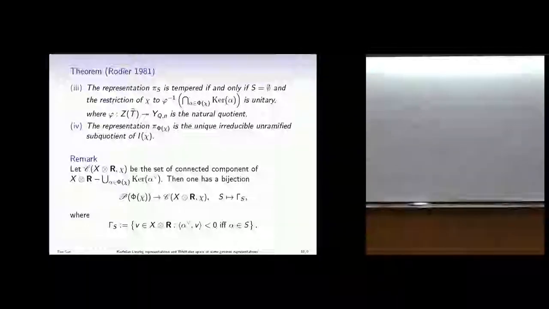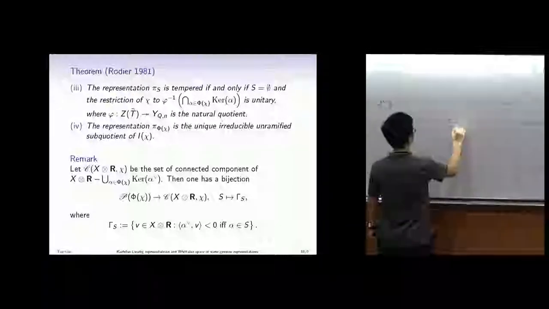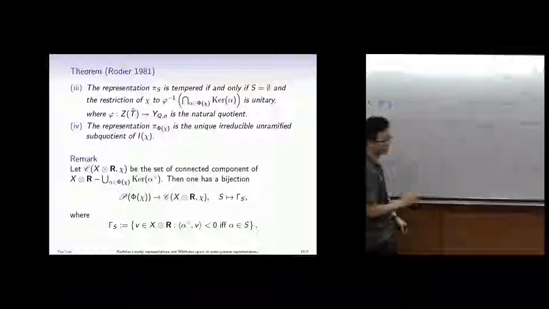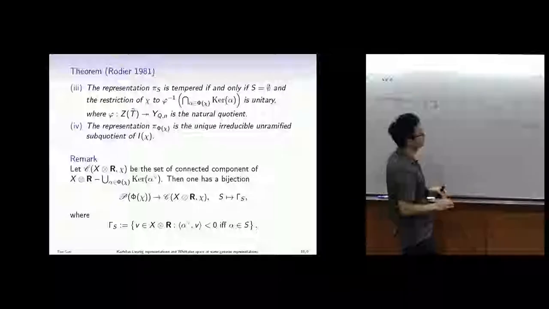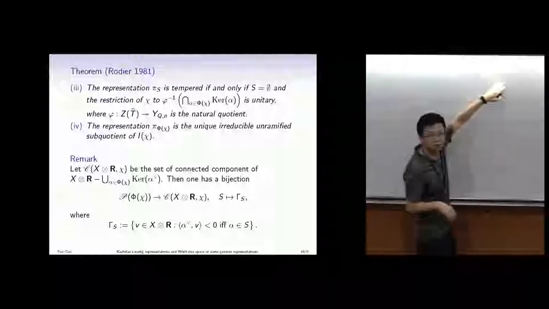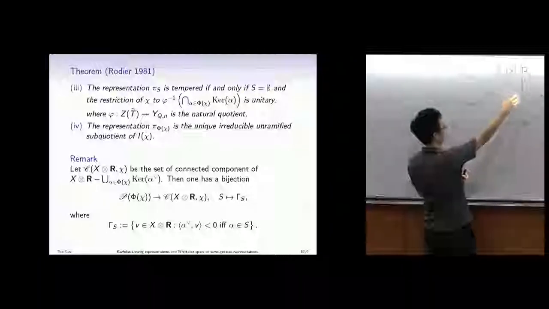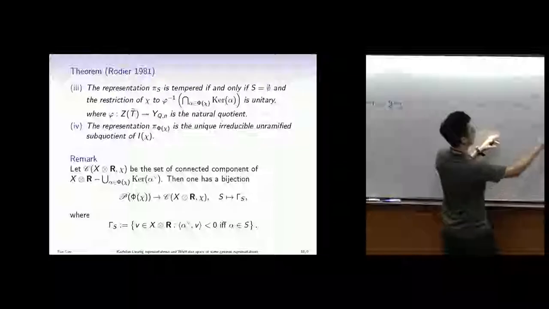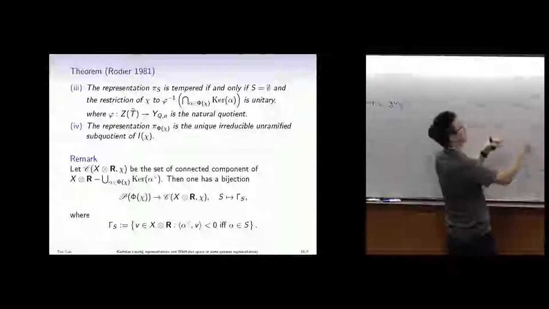In this case, I have this phi chi to be nothing but alpha 1, alpha 2. This is a so-called exceptional character. So now I will be drawing in this root space. This will be the kernel of alpha 1. This will be the kernel of alpha 2, viewed as functions on the root space.